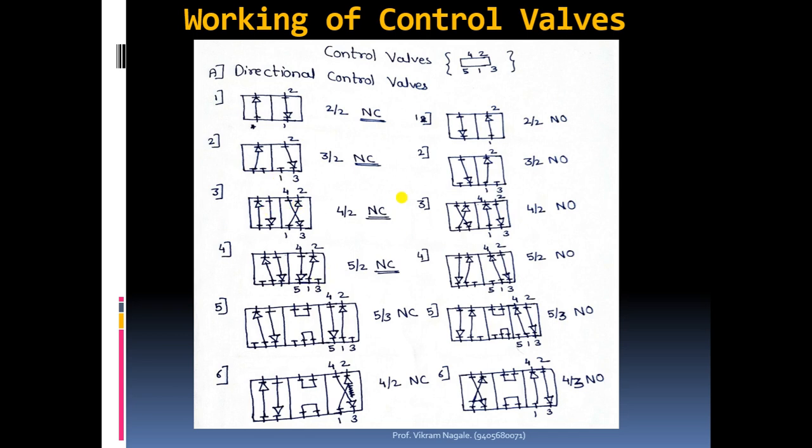You can see the port numbering in the right side block. Here it is normally closed. Normally closed means the valve is not passing the air or fluid from the input side to the output side. It's normally closed almost all the time.